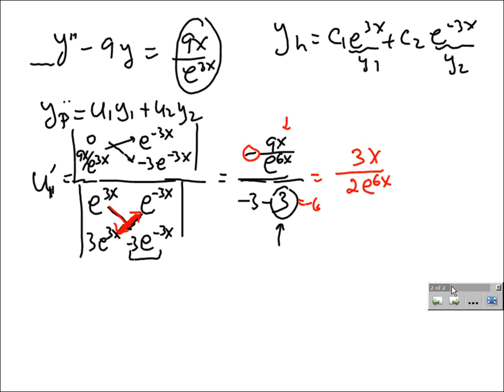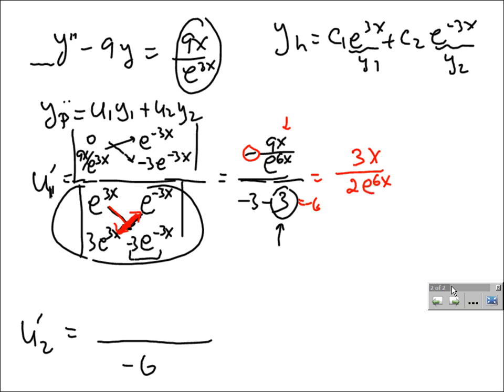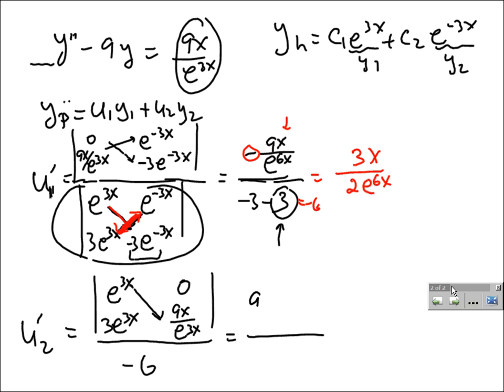And to find u1, we're going to have to integrate u prime. So let's find u2 first. u2 prime, well, I know the bottom is this determinant, which is negative 6. And the top, well, the first column has y1 and then y1 prime. And the second column has the 0, 9x over e to the 3x. And have that product, which is just 9x, because the e to the 3x's will cancel.